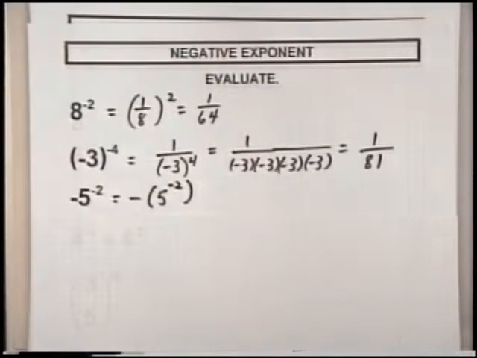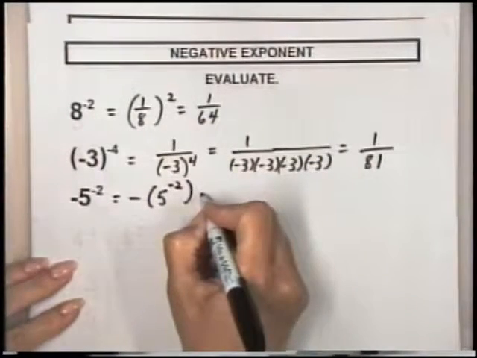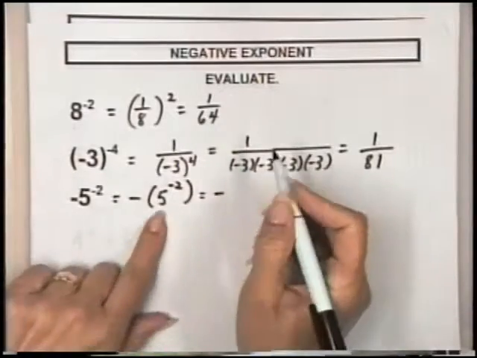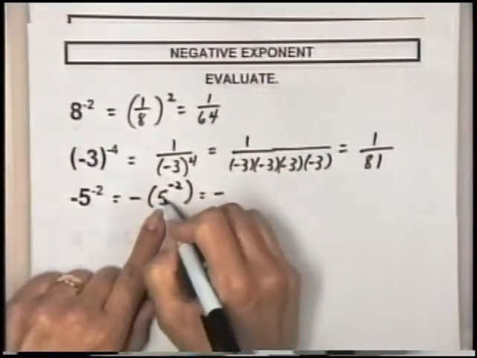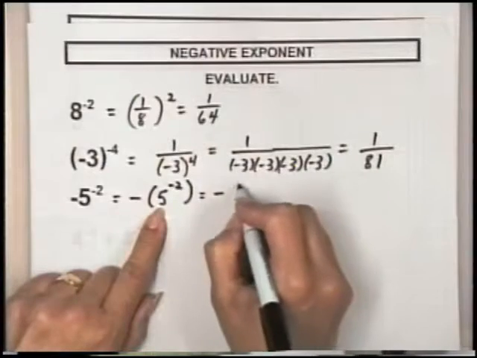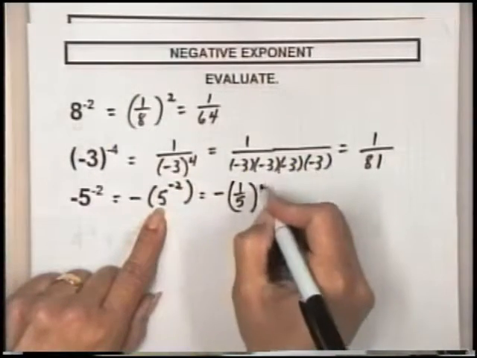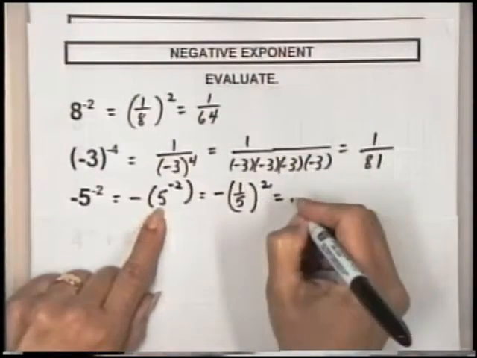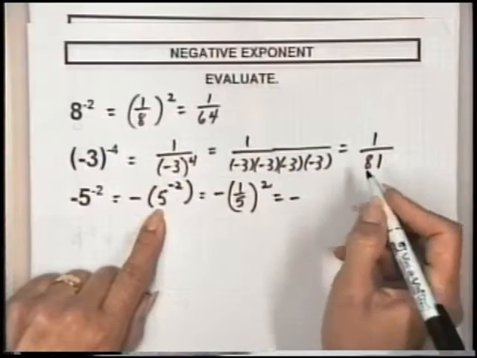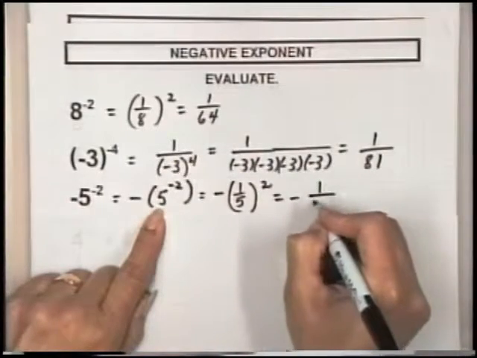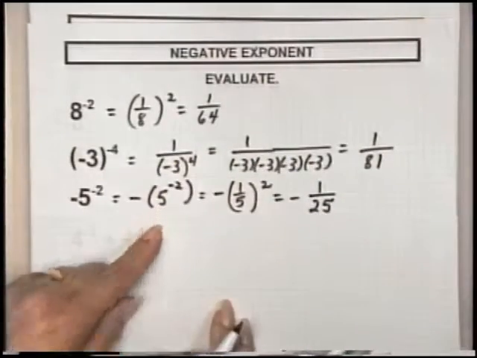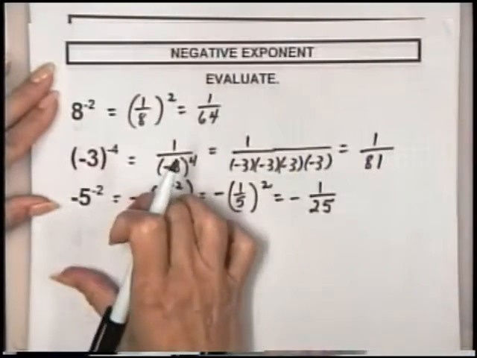Minus 5 to the negative second means minus, and then I need to figure out what 5 to the negative second is. That would be minus. Let's use the reciprocal rule this time. The reciprocal of 5 would be 1/5. So I want to square 1/5. I would have minus, and when I square 1/5, I'll have 1 over 25.